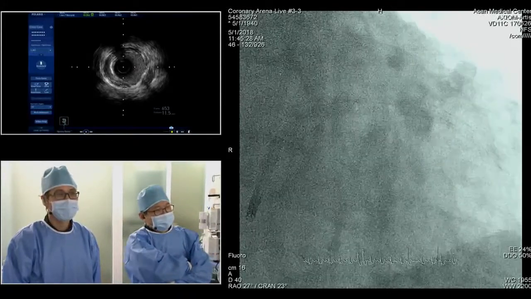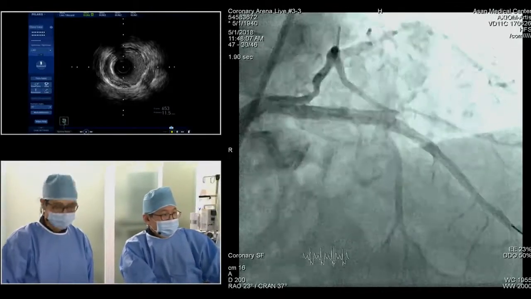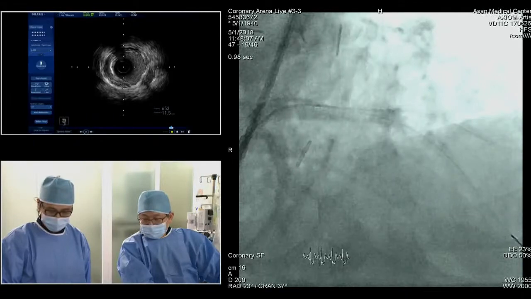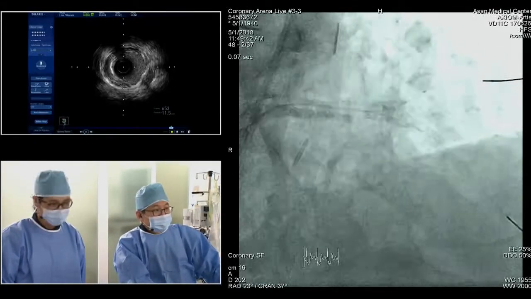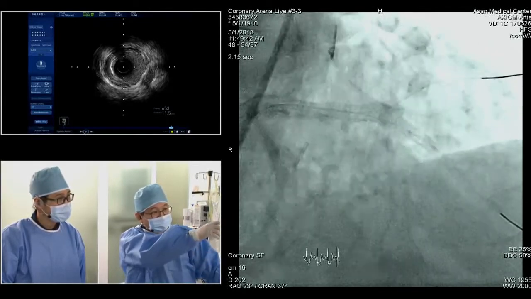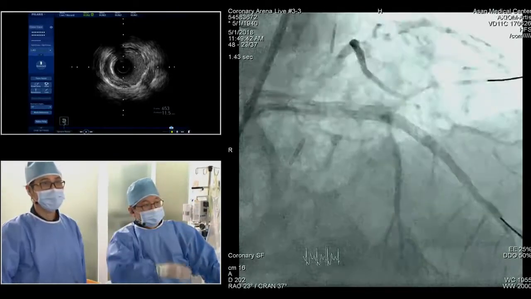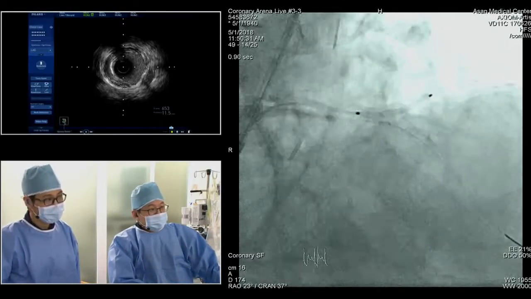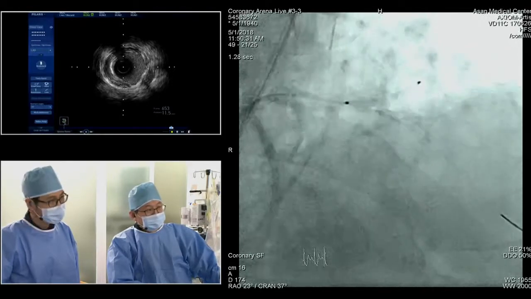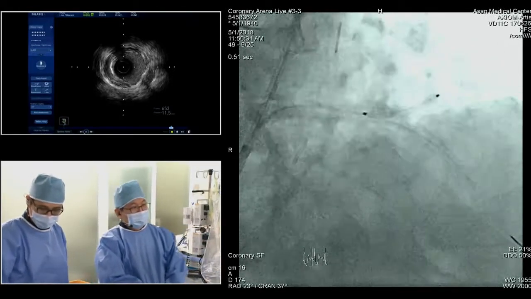Oh, really? But anyway, next I successfully inserted the wire, and then I applied the 1.5 balloon initially. Then I changed the wire to the upper diagonal branch. I think the upper diagonal branch is bigger than the lower. Next, this is a 2.0 high pressure balloon, because it is a calcified lesion, so I used the high pressure balloon, 20 atmospheres.